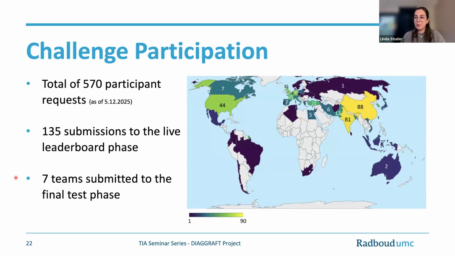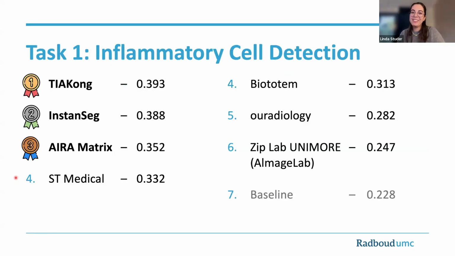Now, I know that this is not a surprise to the TIA Center, but in task 1, the inflammatory cell detection, the team from the TIA Center, TIA Kong, which was led by Jackie, won that challenge, followed by InstantSec and iNflammatory. InstantSec was a PhD student from the University of Edinburgh, and iNflammatory is a company from India that was participating.